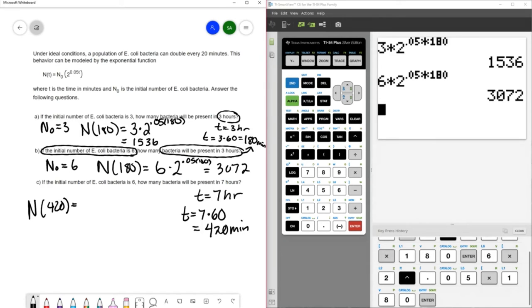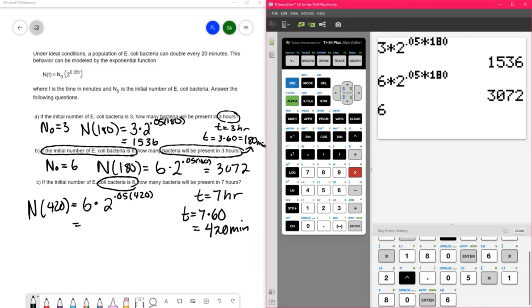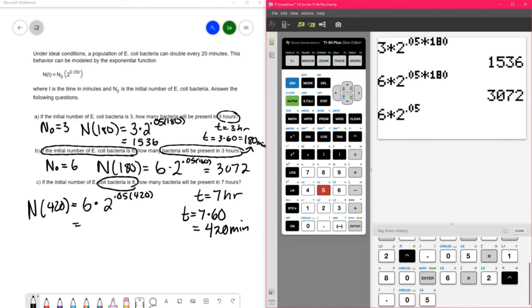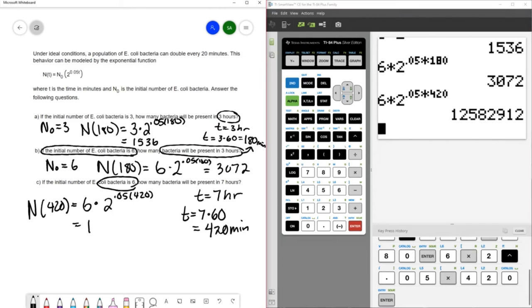And we have an initial amount of bacteria being 6, stated right here, times 2 to the 0.05 times 420. So we'll type in our calculator 6 times 2 to the 0.05 times 420. And we've got 125829112. Let me get some commas so I can say that number. That's 2,582,912 E. coli bacteria present after 7 hours.